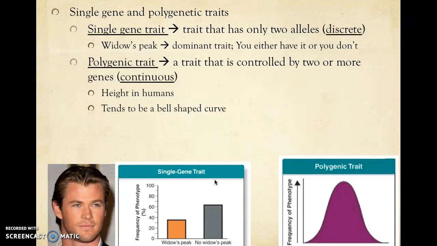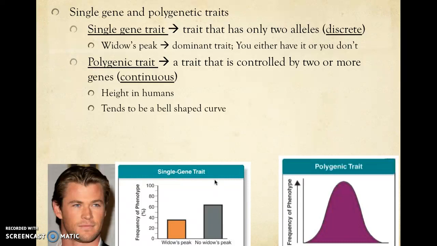So if you look in the bottom left-hand corner here, you see Thor. He has a widow's peak. It's a dominant trait. You either have it or you don't. When I show single gene traits using a graph, I use a bar graph because there's only two phenotypes. The second type of trait we're looking at is a polygenic trait.